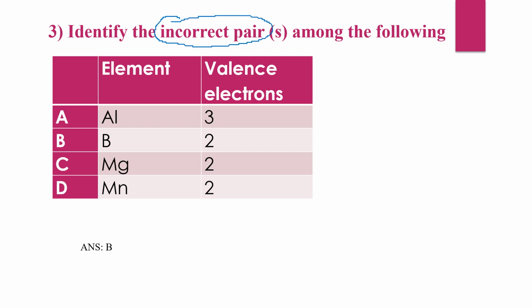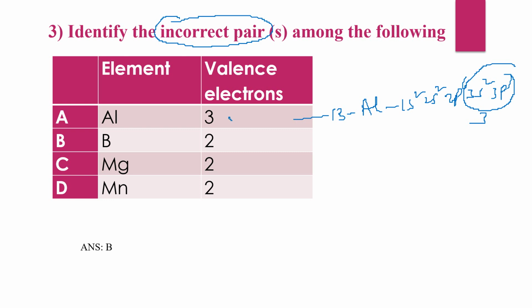So incorrect. Suppose you take aluminum. Aluminum atomic number is 13. So here the electronic configuration is 1s2 2s2 2p6, then 3s2 3p1. Valence shell contains how many electrons? Here 3 electrons. So this is the right answer.